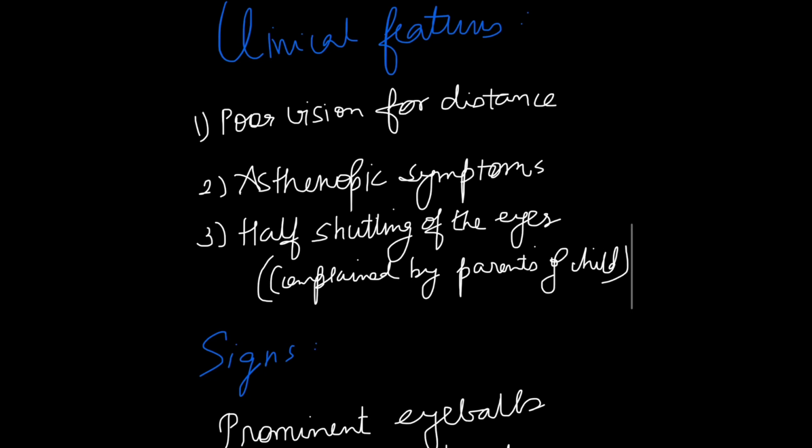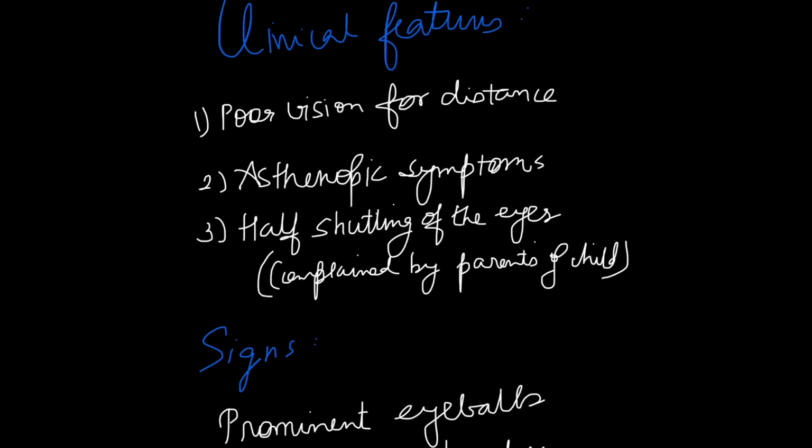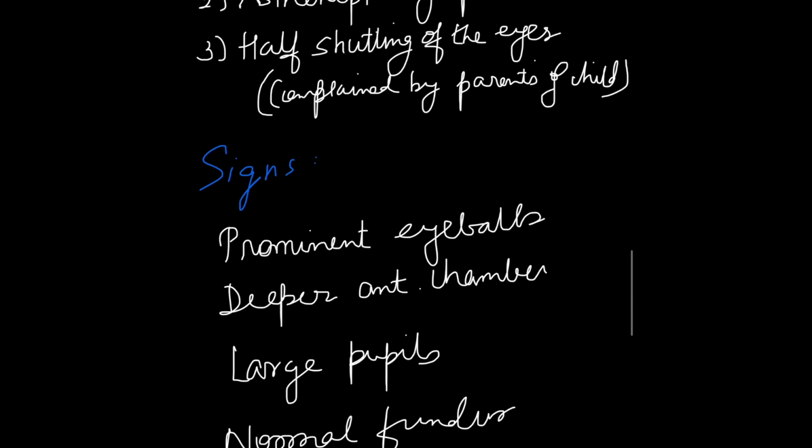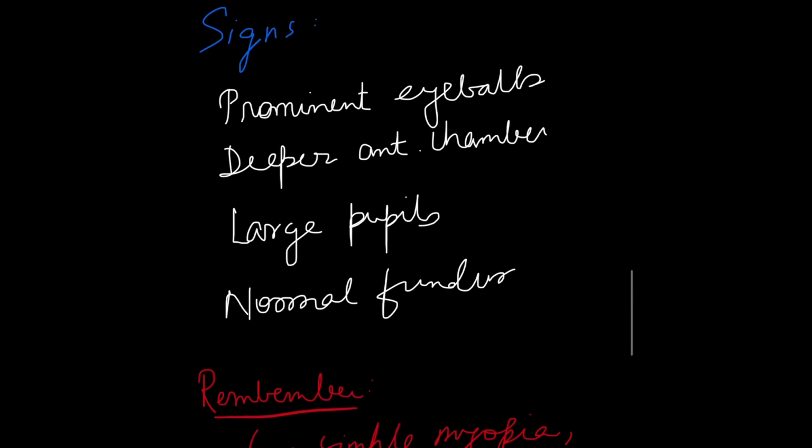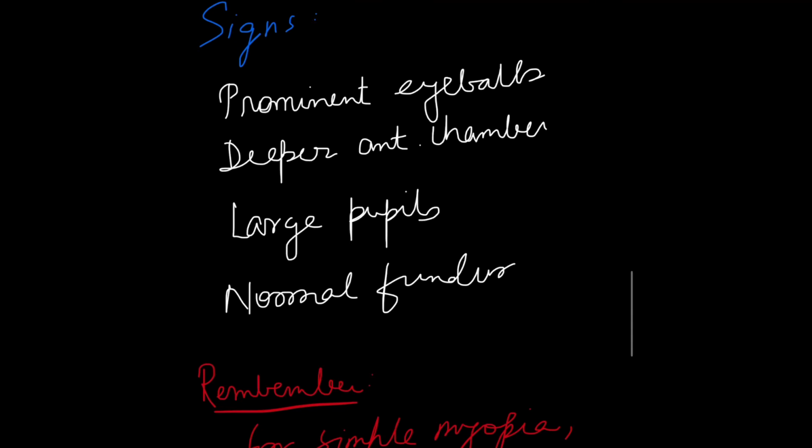Now coming to the clinical features, in this video I am mainly discussing the clinical features of simple myopia. The next video will be about pathological myopia. So in simple myopia, there is poor vision for distance, asthenopic symptoms, and half shutting of the eyes, which is complained about by the parents of the child. Asthenopic symptoms are eye pain, headache, dry or watery eyes, sensitivity to light, and burning or tired eyes.